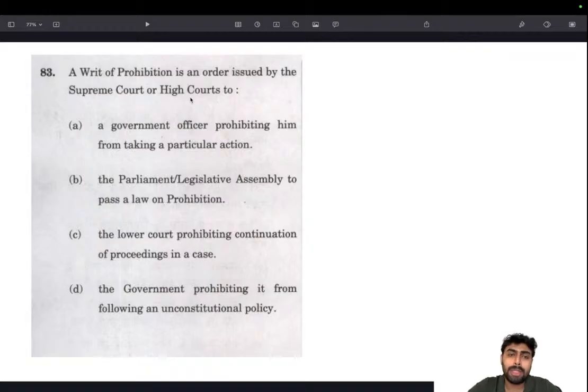Then the writ of prohibition is an order issued by the Supreme Court. Like I said, writs are important and writs are very easy, very rewarding. Quick read, you will get it. Just make a note of it and that's it. Be done with it and occasionally revise it.